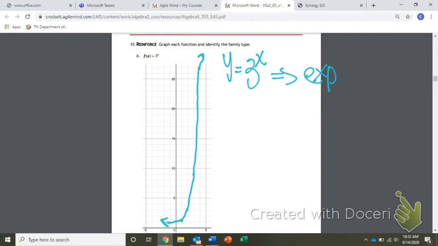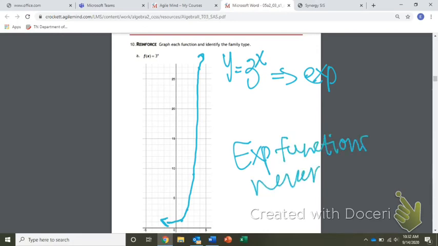And I told them in class today, exponential functions never touch 0. If you look on your graph, when your x's are negatives, you'll notice that the scientific notation just gets bigger and bigger and bigger. So know that exponential functions never touch 0. They just get real close. Okay?